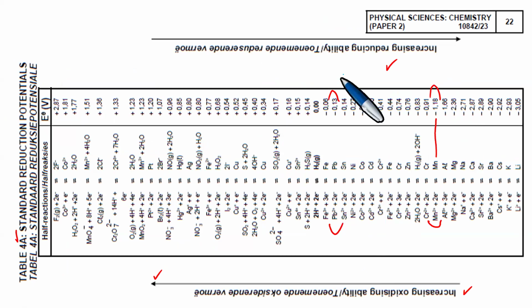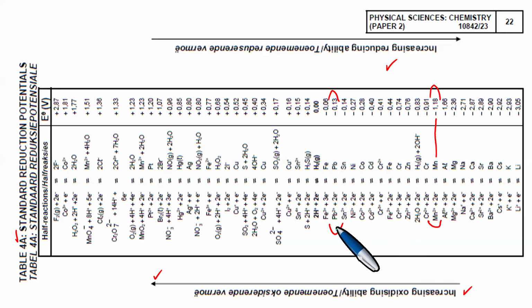Right, so obviously if you look at these 2 arrows, the downward arrow, because this is the top of the table, we're using table 4A. In the exam, matric and grade 11s, you are given 2 tables, table 4A and 4B. If you look at the arrow that goes down, it shows the increasing reducing ability. So if you go down, you are experiencing increasing reducing ability. But if you look at table 4A and you go up, it is increasing oxidizing ability.